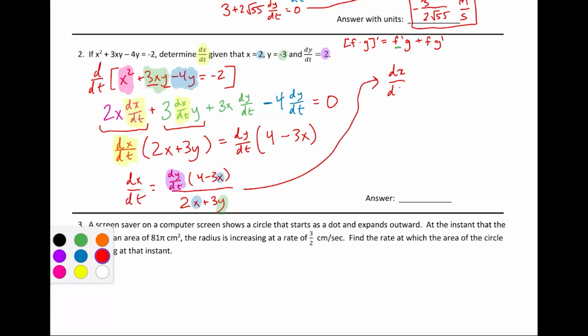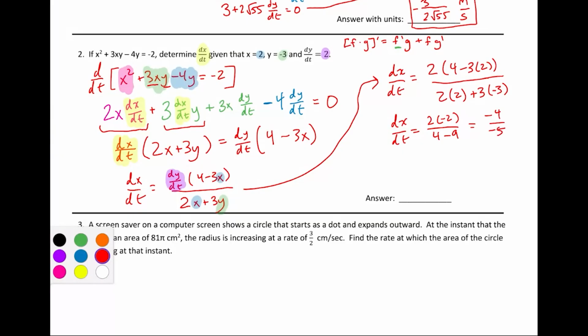So dx/dt will be 2 times (4 minus 3 times 2) over (2 times 2 plus 3 times negative 3). So yeah, let's simplify this a little bit. 3 times 2 is 6. 4 minus 6 is negative 2. So we get 2 times negative 2. On the denominator side here, we have 4 minus 9. So that's going to be negative 4 over negative 5. dx/dt is 4/5.